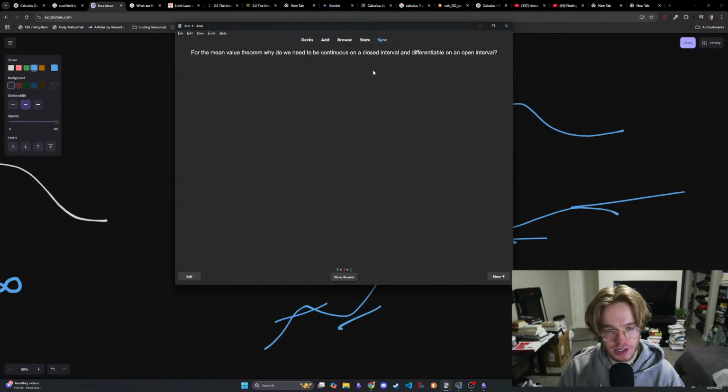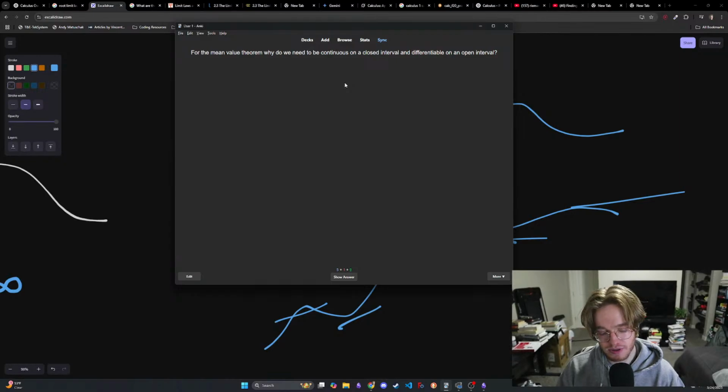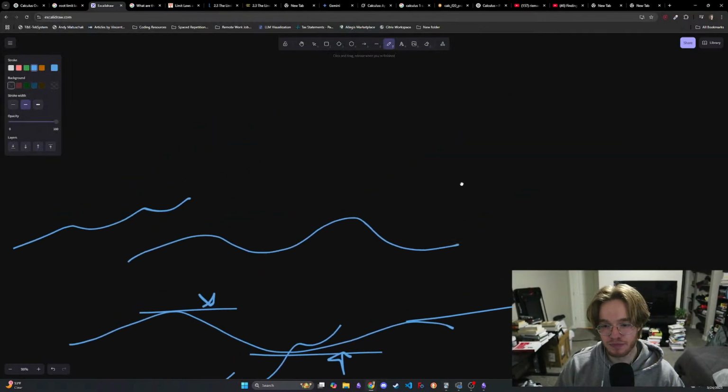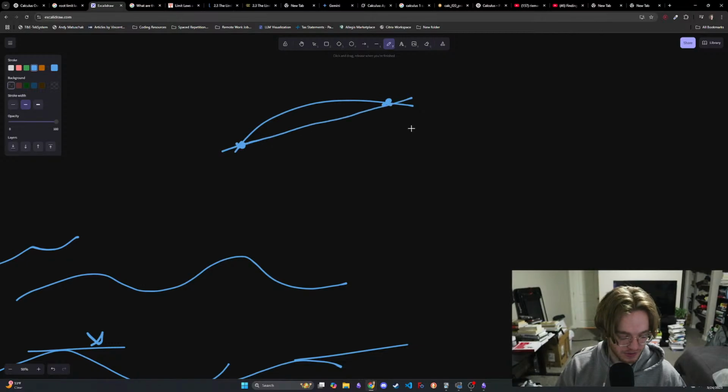For the mean value theorem, why do we need to be continuous on a closed interval and differentiable on an open interval? Continuous on a closed interval means that it's including those two endpoints. We need to be continuous because if we have breakpoints, so the mean value theorem states that, say there's a point here and a point here, we have the secant line, and then we have the tangent line.